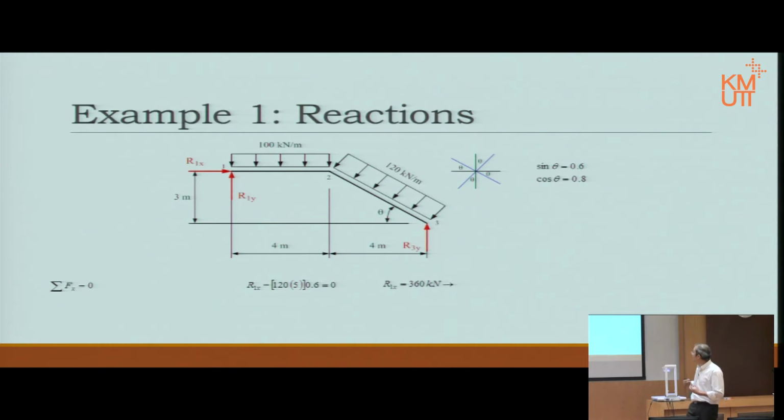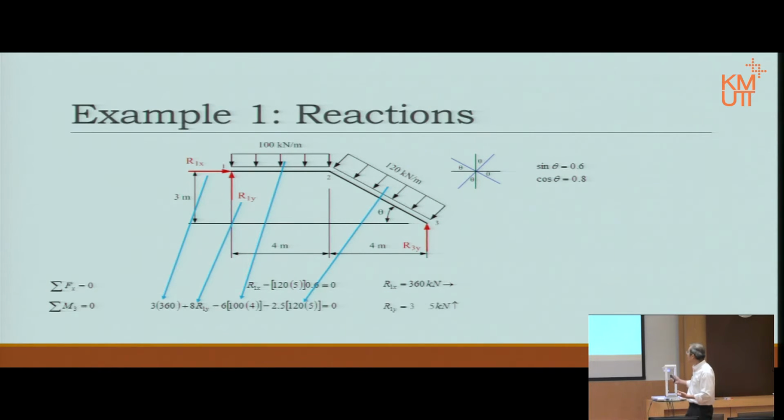Okay. Now if I do sigma Fx, then I could get R1x, right? This is finding reaction. We've done this before, so let's just go through it. Okay. With sigma moment about point 3, then I can work out R1y, right? Okay, that's where the value comes from. Okay, and then R1y. Don't forget we already have R1x.